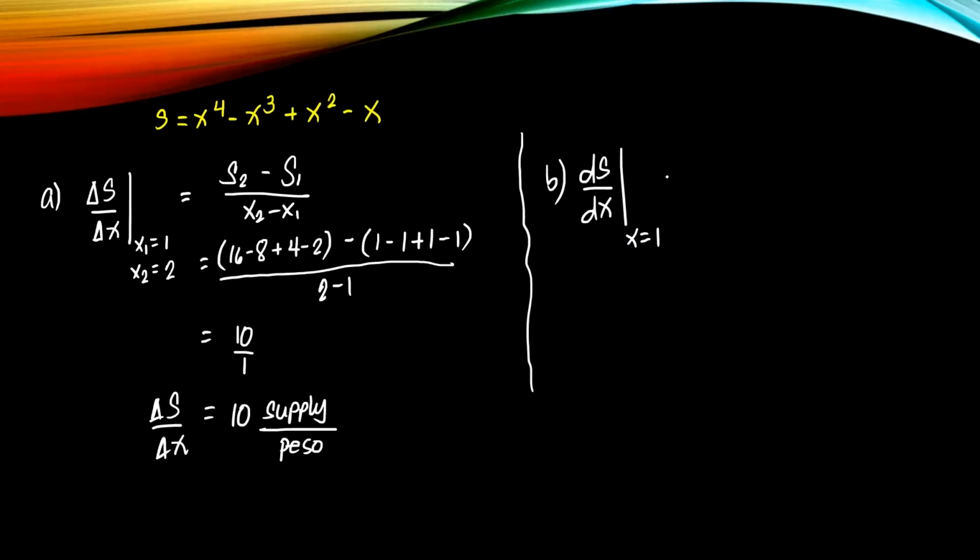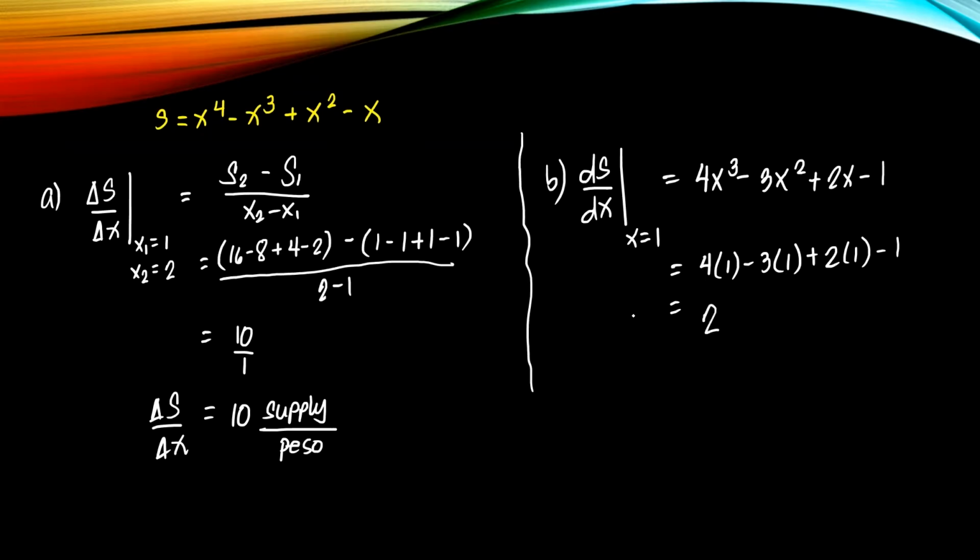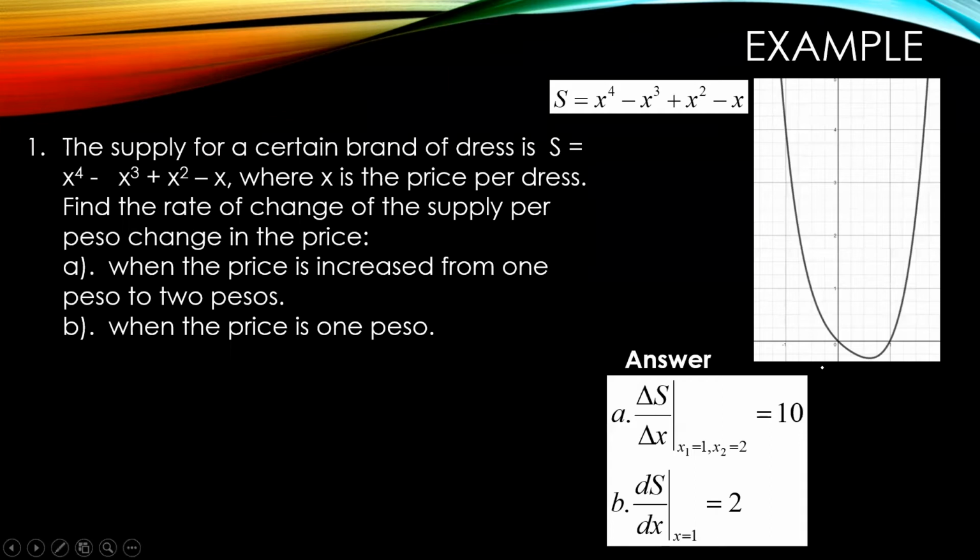And then in here, this one is a derivative. So that's 4x cubed minus 3x squared plus 2x minus 1. So when does this happen? This happens when x equals 1. So let's plug in 1. 4 times 1, 3 times 1, 2 times 1 minus 1. So 4 plus 2 is 6 minus 4. The answer is 2. That's 2 supply per peso. The supply can be pieces. I'm not sure, whatever is given. So I hope, yeah, the answer is 2.